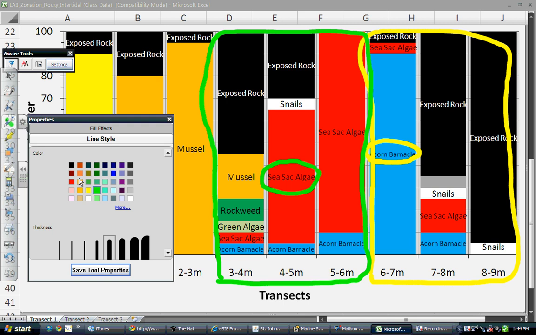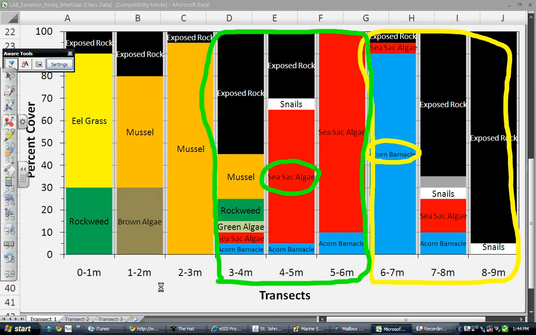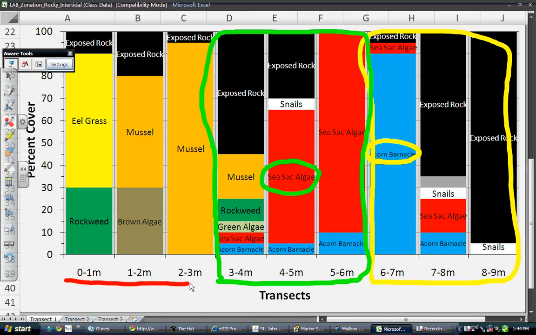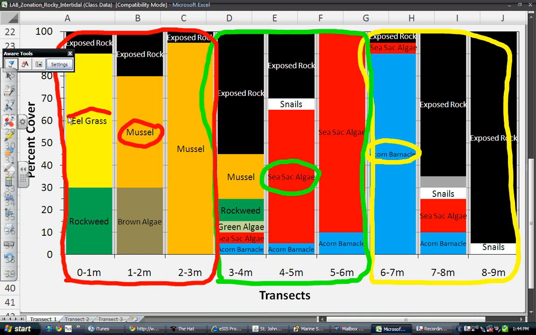The third question is asking for the dominant organisms in the lower intertidal zone, and that would be the bottom three transects, the ones closest to the water. So the dominant organisms would be mussels, and we'll give an honorable mention to eelgrass as well. Now, the organisms down here have a much different stressor to deal with. What they need to deal with mostly in this case is not dehydration, but wave activity.